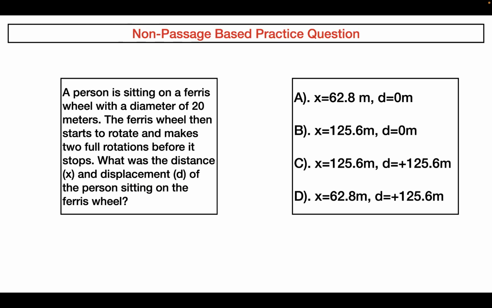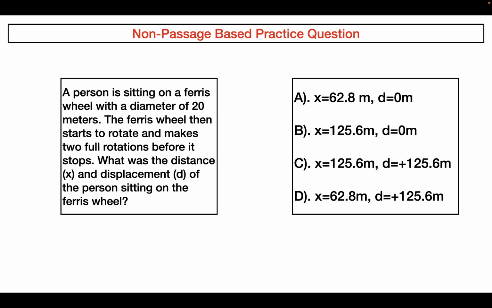So now let's do one final practice question. A person is sitting on a Ferris wheel with a diameter of 20 meters. The Ferris wheel then starts to rotate and makes 2 full rotations before it stops. What was the distance and the displacement of the person sitting on the Ferris wheel? So take a moment, pause the video, and find out what the answer is.